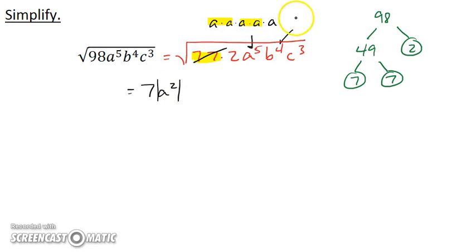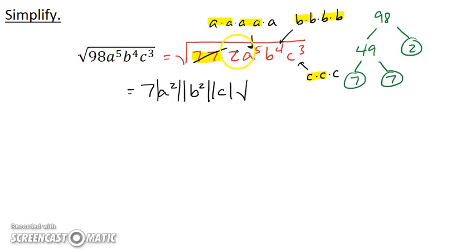For my b's, this b to the fourth is b times b times b times b. I can get 2 pair out of there as well. It would be b times b. It's b squared. And notice I'm putting absolute value around all the variable things. We'll talk in a second about whether or not I need to keep some of those. C cubed is c times c times c. I think I can get 1 c out, but I'm going to be left with 1 as well. So out comes 1c. And what's left under the radical? I've got my 2, I've got my a, and I've got my c. 2ac.